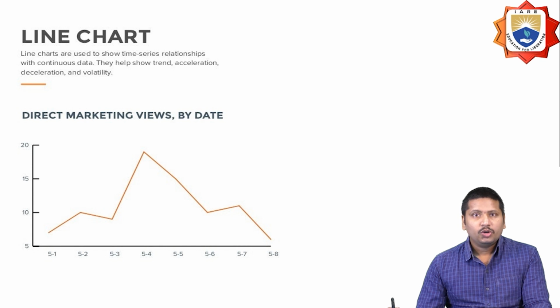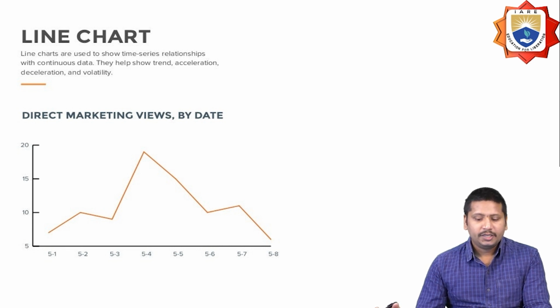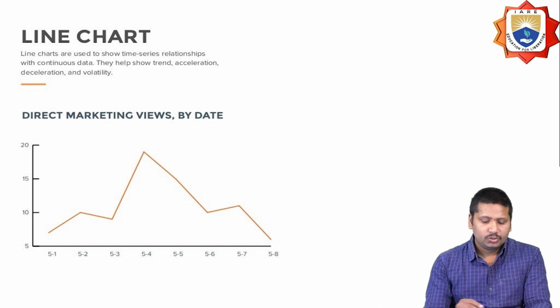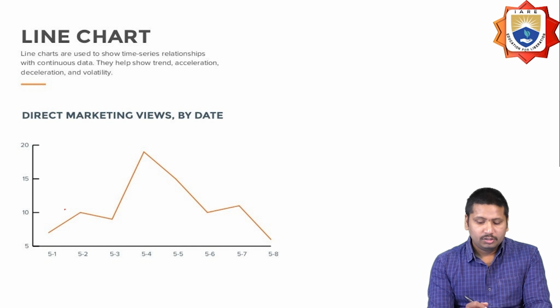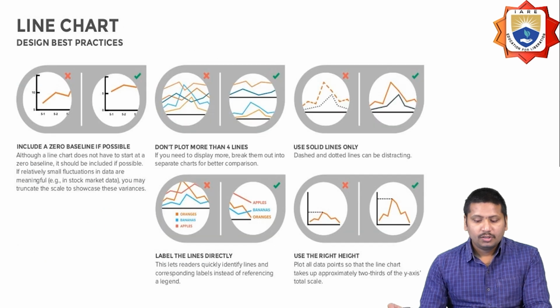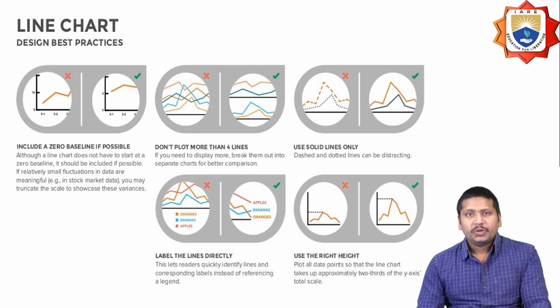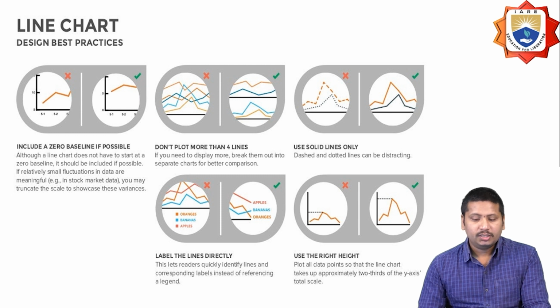And the next one is the line chart. Line charts are used to show time series relationships with continuous data, and this may also help to show the trend, acceleration, deceleration, and volatility. For direct marketing, I want to know how much marketing views are going on, like 5-1, 5-2, 5-3, 5-4. So what design practices do we have to follow for the line chart here?